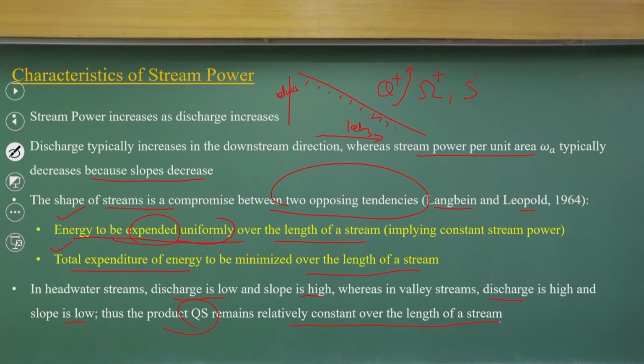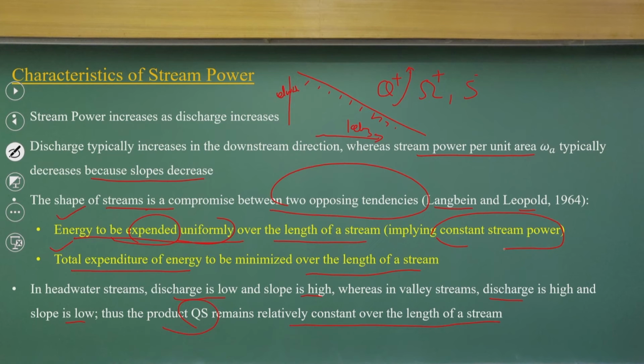The energy to be expended uniformly, or a constant stream power, will happen from the headwater to the valley, because in the headwater the discharge is low and the slope is high, but in the valley streams you have a high discharge and a low slope.